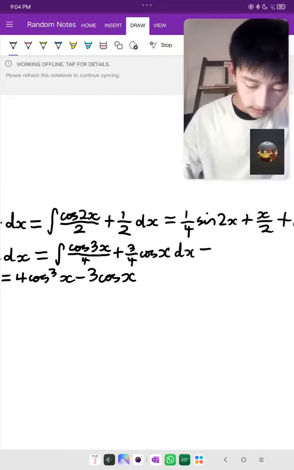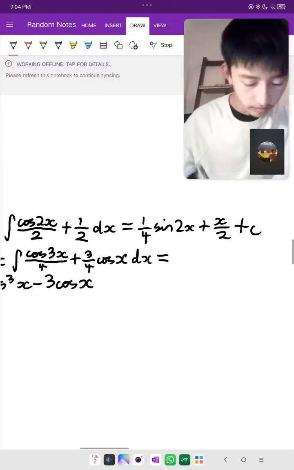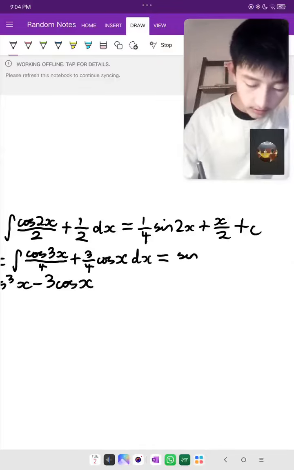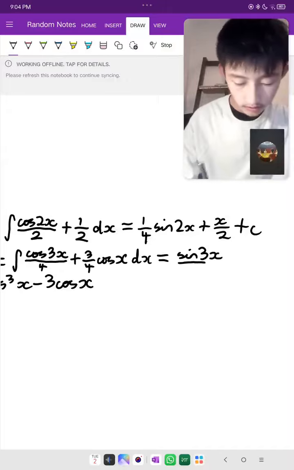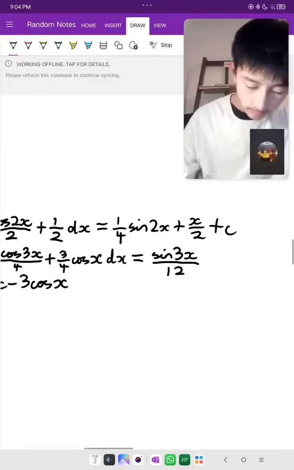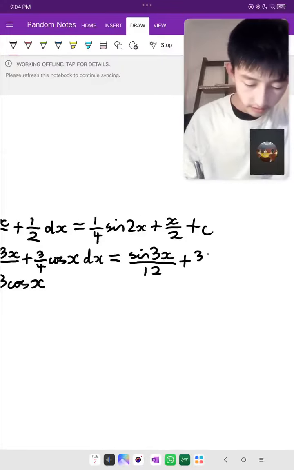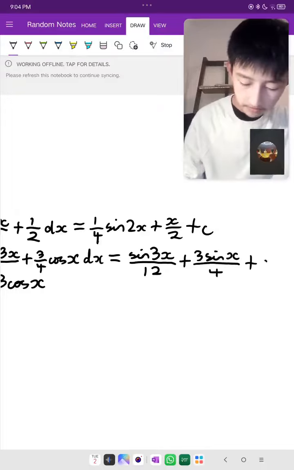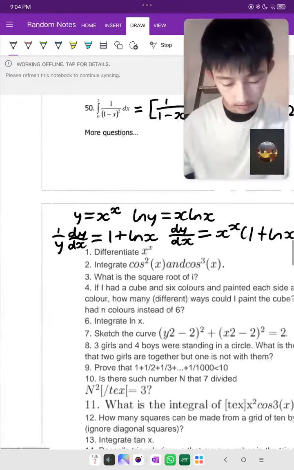So this is going to be sine 3x over 12 plus 3 sine x over 4 plus c. So I think that should be good.